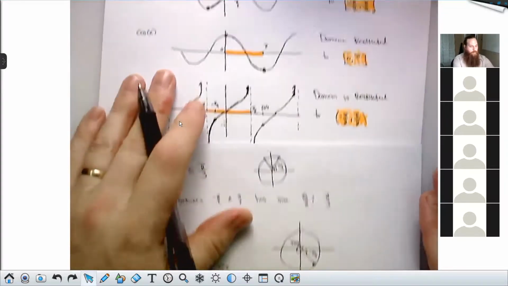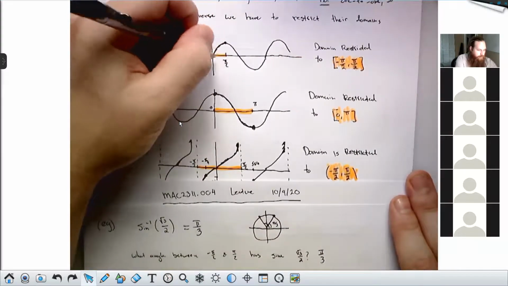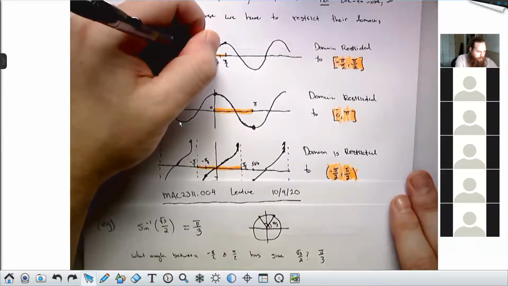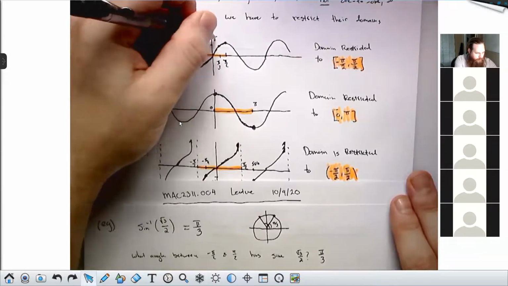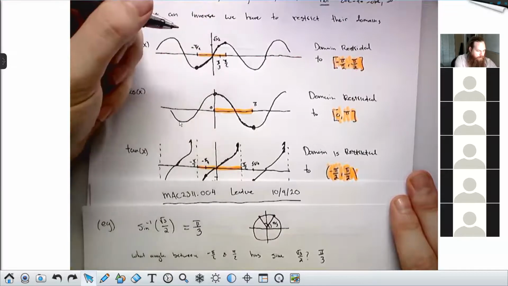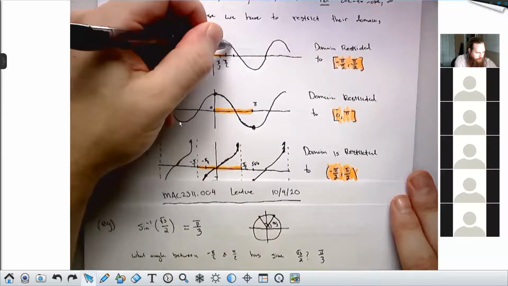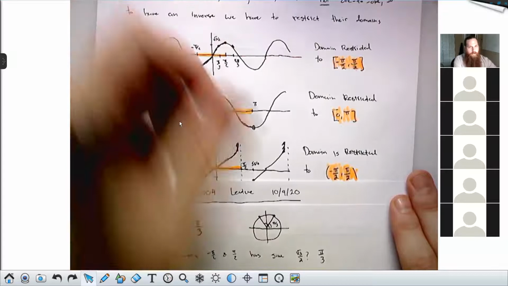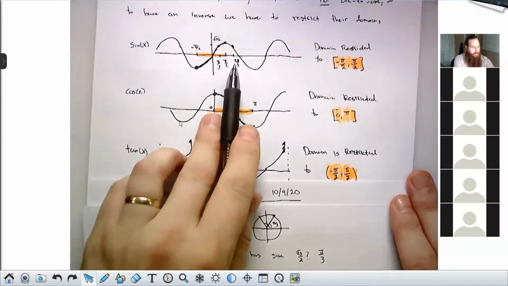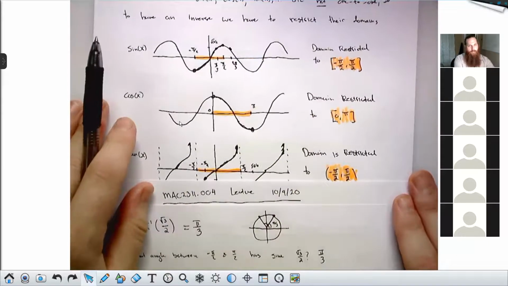Because when we decided we wanted to invert the sine function, we chose to restrict from negative pi over 2 to pi over 2. The point pi over 3, comma root 3 over 2 is right here. And the point 2 pi over 3, comma root 3 over 2 is right here. But the 2 pi over 3 input is outside of our restricted domain.